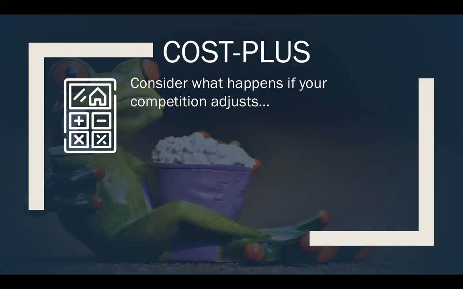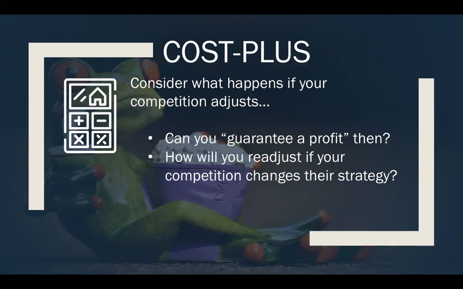So in cost plus, also consider what happens if your competition adjusts. Again, can you really guarantee a profit then? Maybe my competitor used market-based and lowered their prices, and now I can't compete because my cost of production is too high, and I need to keep my prices high enough so that I'm not making a loss. But my competitor has figured out a way to produce the same stuff for a lower price, and they're just taking all the customers. Now I can't guarantee a profit anymore. Consider how you might readjust if the competition changes their strategy, and think of it like a chess game.